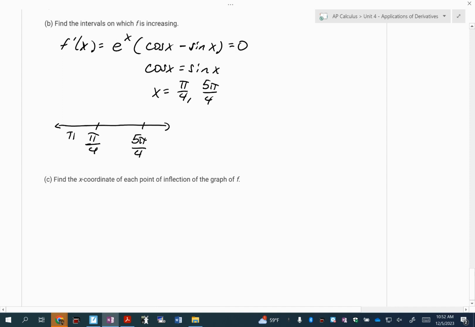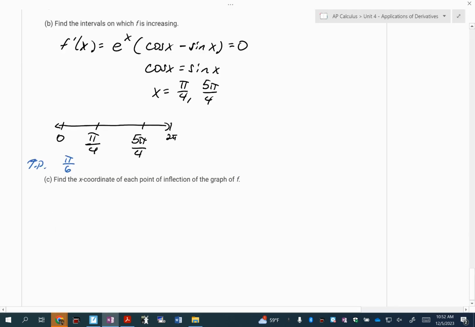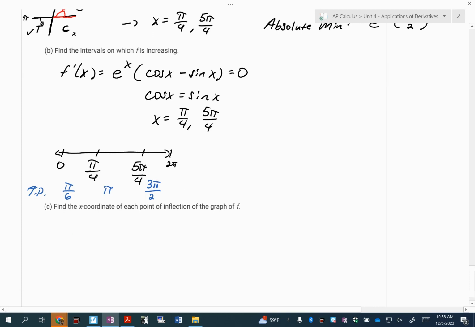So I'm going to pick pi over 6 as a test point. Let me change colors here. For my test points, TPs, I'm going to use pi over 6 because that's between 0 and 2 pi. And then my test point between pi over 4 and 5 pi over 4, I'm going to use pi. And then my test point between 5 pi over 4 and 2 pi, I'll use that other quadrantal angle down there, 3 pi over 2. So if I plug in those points in blue and think about plugging them back into this derivative, I can find the sign of my derivative over these intervals.